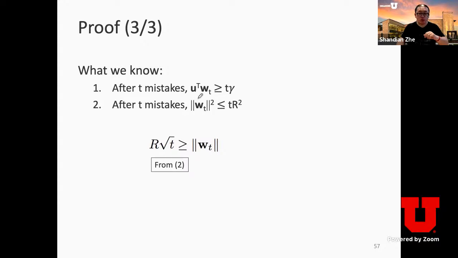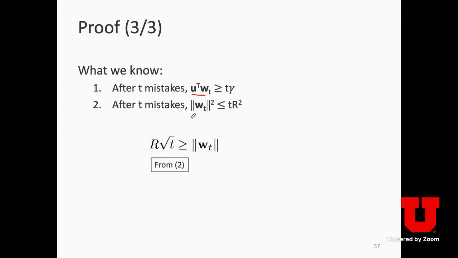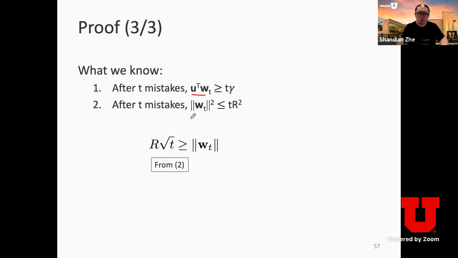So do you see my drawing? Yep. Okay, great. Continue with the work where we were interrupted. We start with the second formula. We just flip the direction of the inequality and take the square root on both sides. We get r times the square root of t, where t is the number of mistakes, and this is no less than the norm of wt, which is the length of the current weight vector.